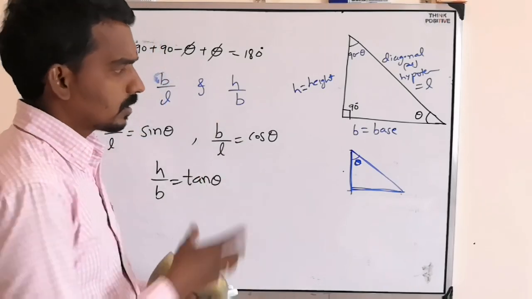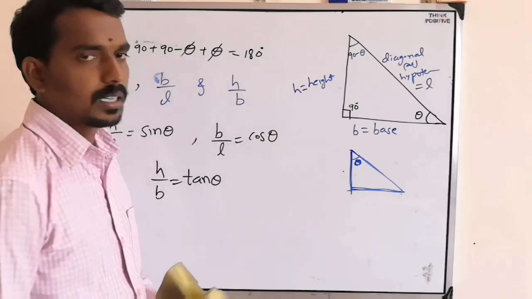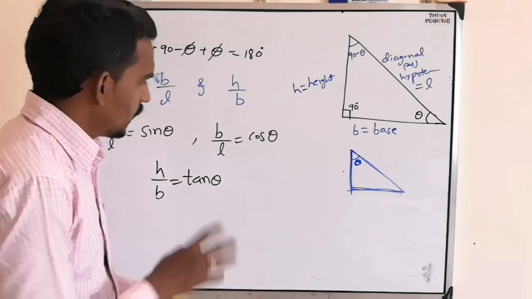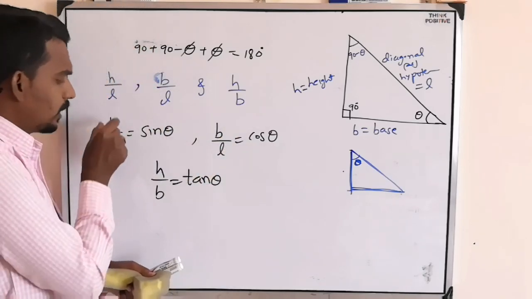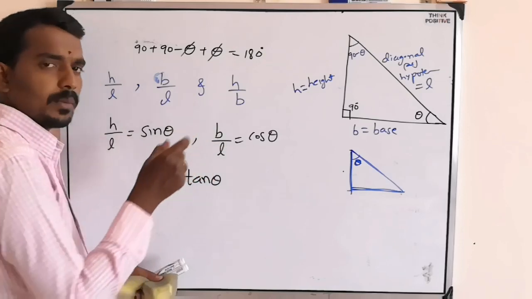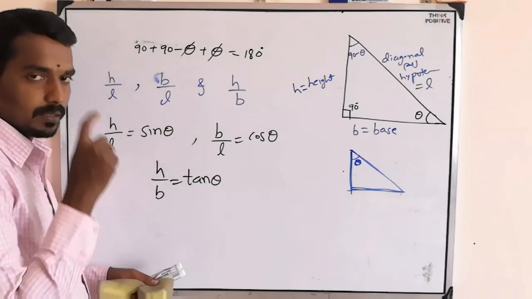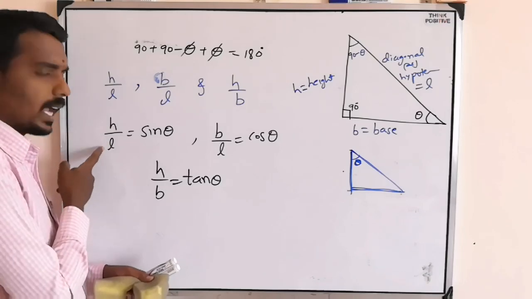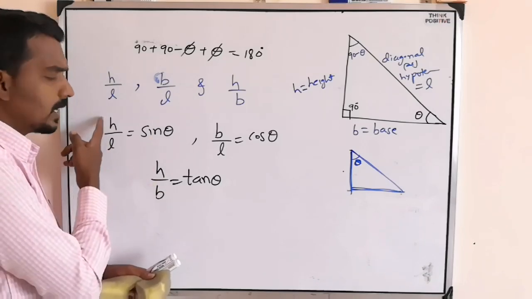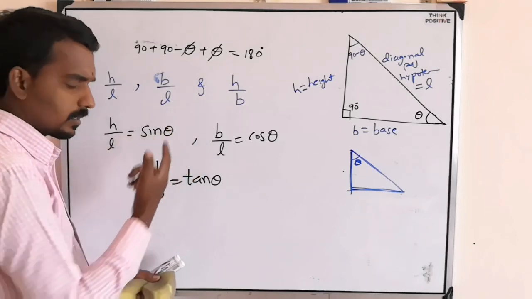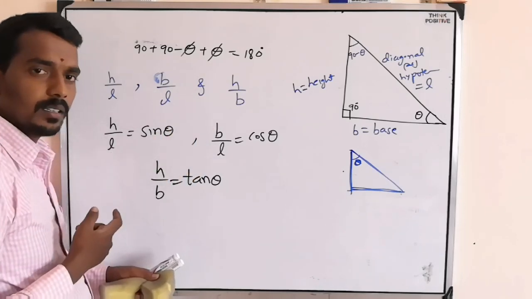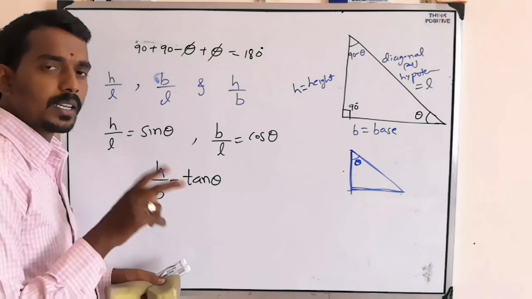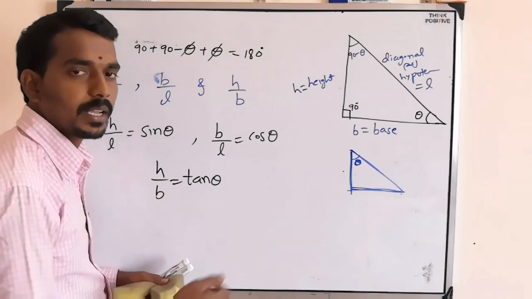So let us generalize completely all the 6 trigonometric ratios. Here you got 3, like height by hypotenuse, base by hypotenuse, height by base. You will also get the reverse. Not always height by hypotenuse. You can also take hypotenuse by height or hypotenuse by base or base by height. That is the reciprocal. So the reciprocal ratios also they have given some names.